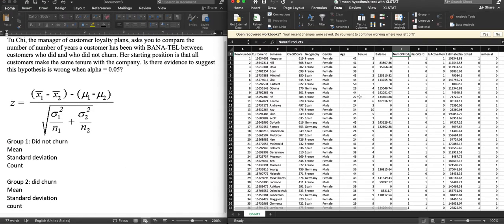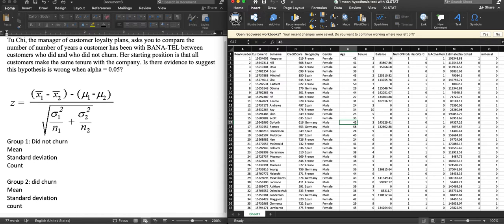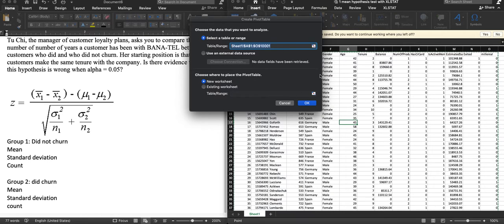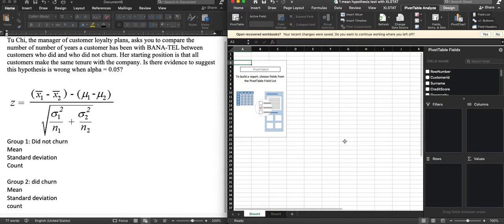So we have this data. Here is tenure right here. And here's the exited, so it's churn. How do you separate this out? If you just do this, you can get the overall average, but that's not what we want. We need it broken down by group. The easiest way to do this is to do a pivot table, right? Easiest way. We'll go to Insert, Tables, Pivot Table. It's going to ask what data to include. We want to include all of this data.